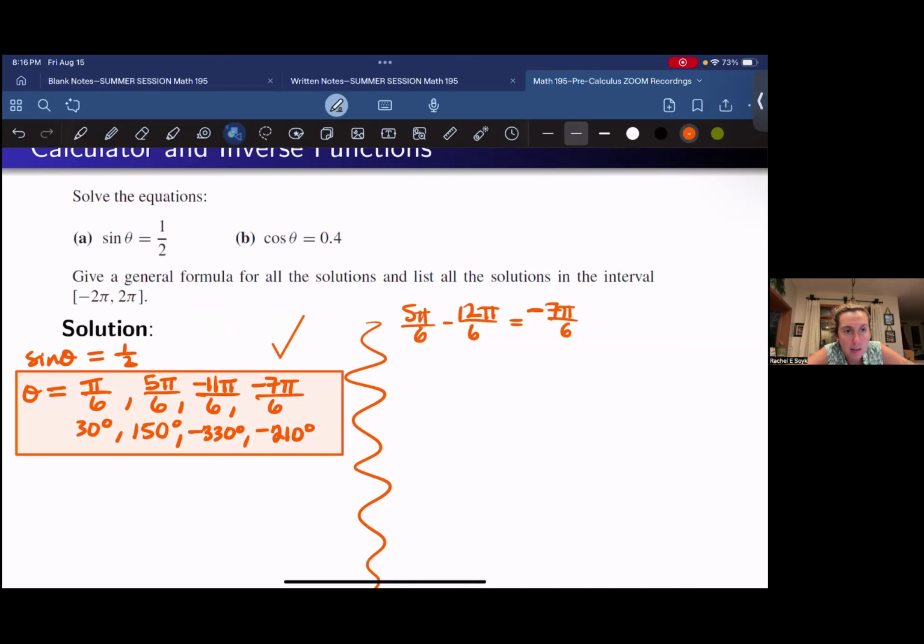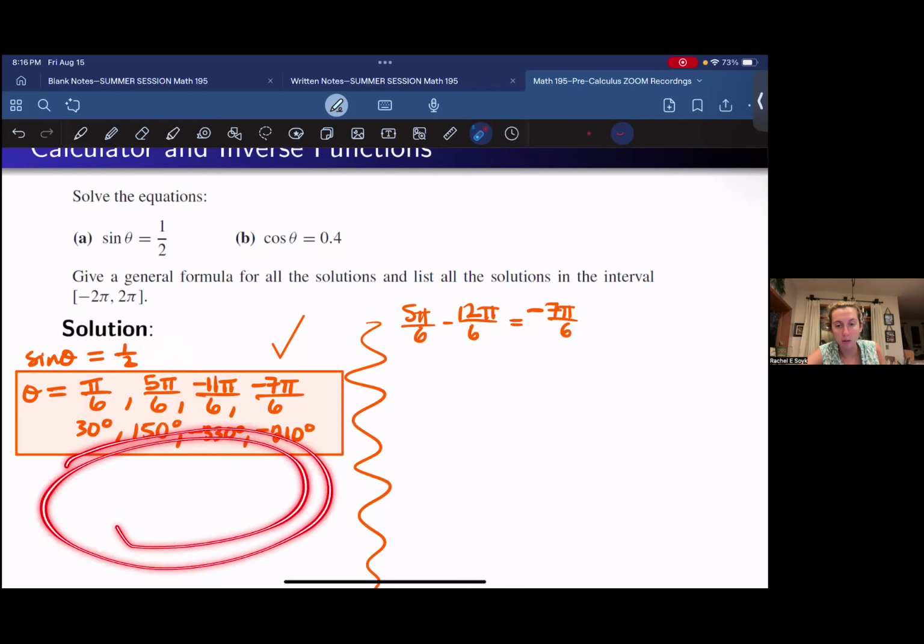And then, oh, they did ask us to put in the general formula as well. So with the general formula, when we are given no interval, we just take our two solutions over that 2 pi revolution, and then we want to add or subtract our multiples of 2 pi to that, or 360, depending on if we're in radians or degrees. So I'll put that in right below over here.